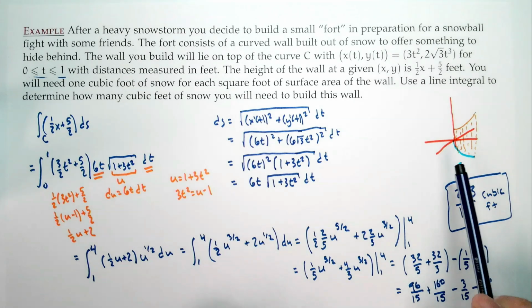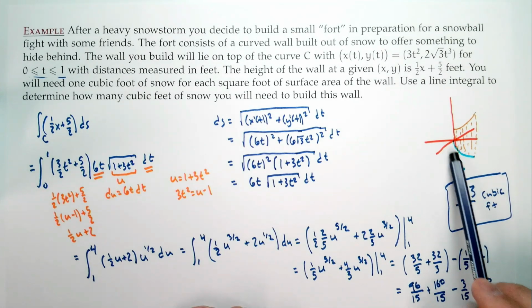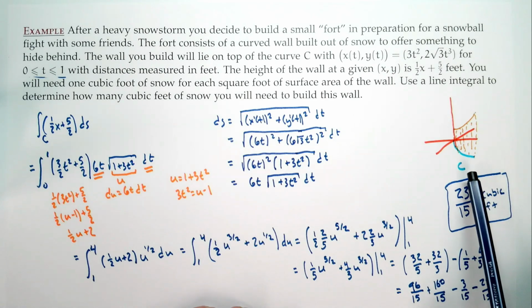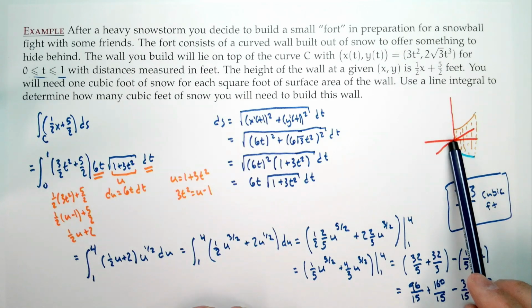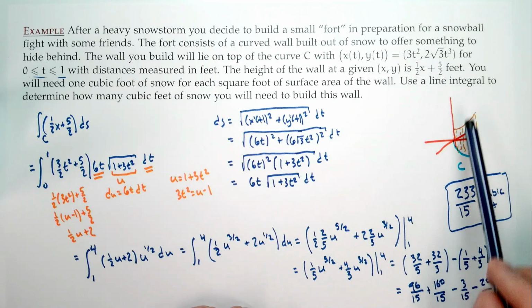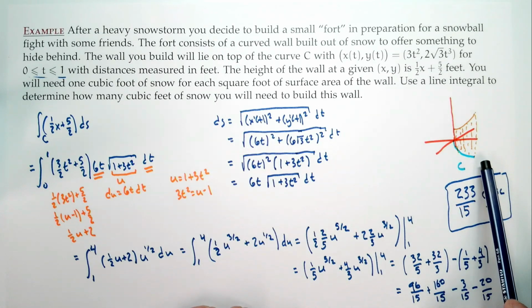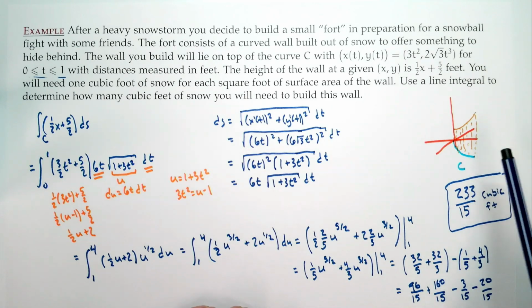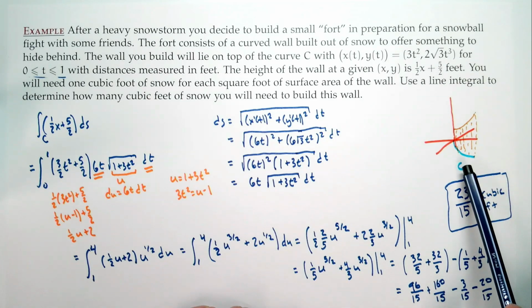Now, if we think about the picture here, how wide is this, or how long is this? Well, we didn't actually compute that, but we know we start at the origin, because when you plug in 0, you get 0, 0. And out here, when you plug in t equals 1, you're at 3 and 2 root 3. So that's at least 3, probably closer to 4, maybe even 5 feet out.